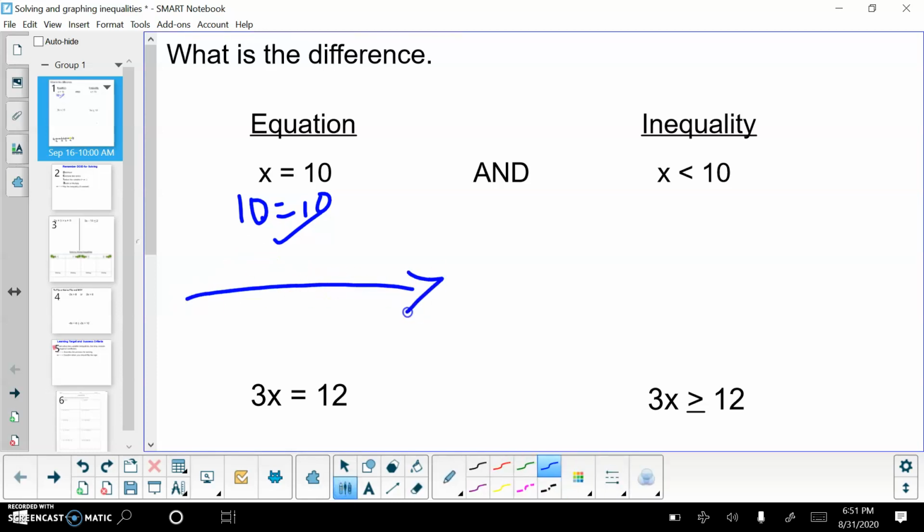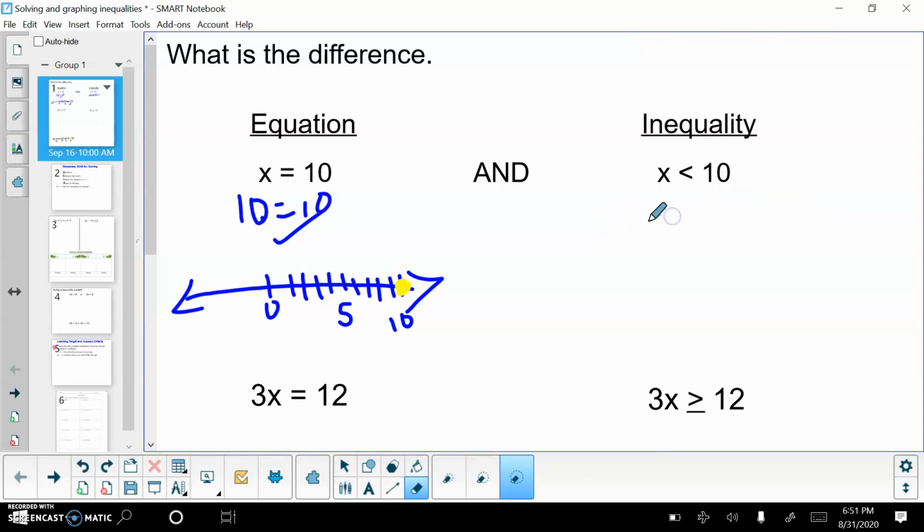When you graph it, because x does equal 10, I'm going to go 1, 2, 3, 4, 5, 6, 7, 8, 9, 10. Then on the 10 spot, you just put a dot to show that 10 is the only answer that exists. However, with an inequality, you're not saying it equals 10. You're saying on this particular one, x is less than 10. So if I actually tried to put in a 10 there, it doesn't work. 10 is not less than 10, so that would be incorrect.